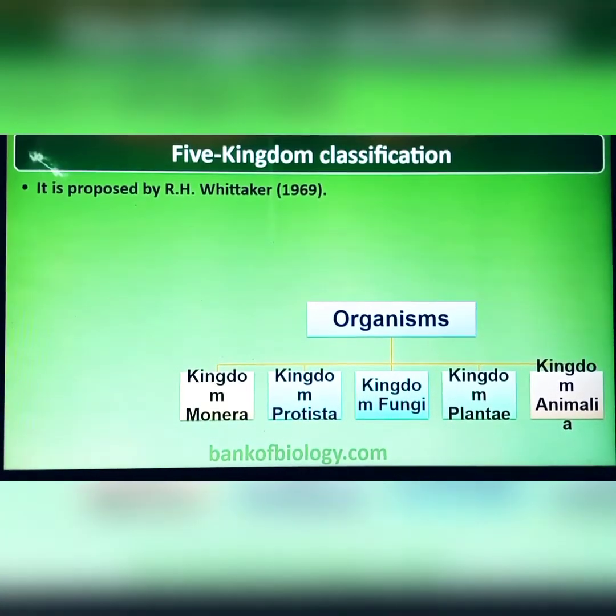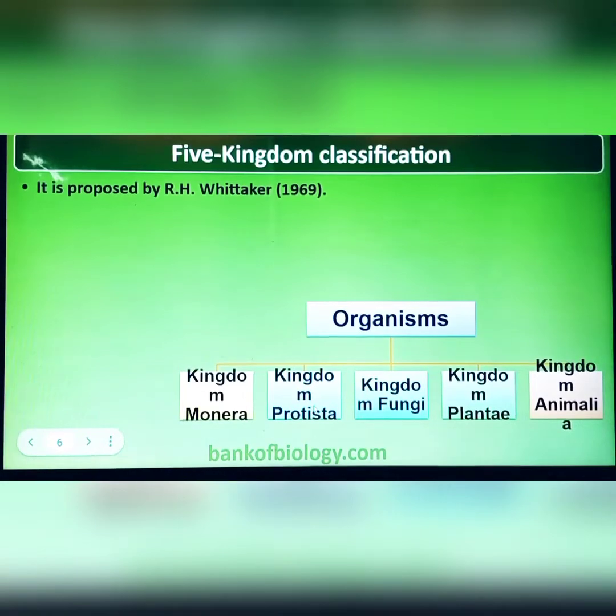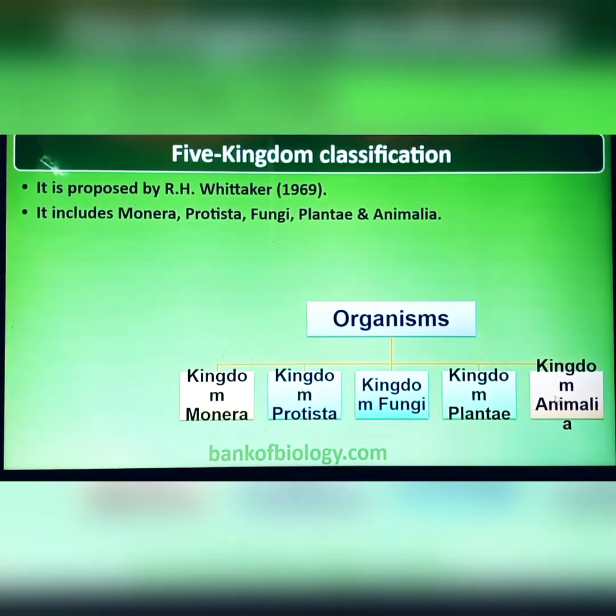Okay, the five kingdom classification was proposed by R.H. Whittaker in 1969, and he proposed five kingdoms. First one is kingdom Monera, second one is kingdom Protista, as you can see here, third one is fungi, fourth one is plantae, and the last one is kingdom Animalia.